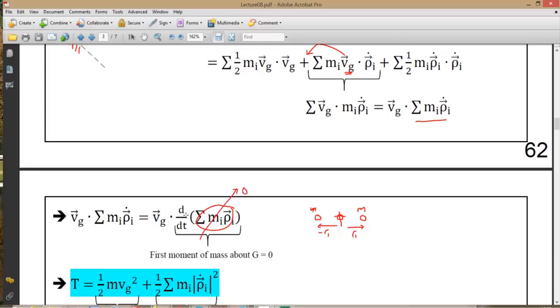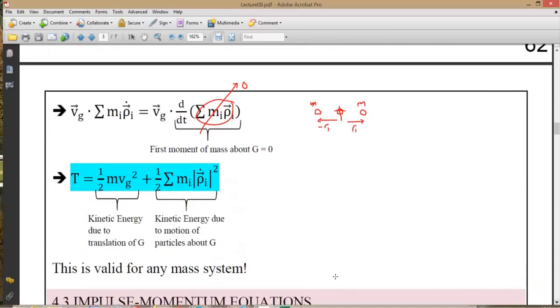So that part cancels out, this part totally cancels out. So we are left with the kinetic energy defined with respect to the mass center for each particle, and then the kinetic energy defined with respect to the relative motion of this mass i with respect to the mass center. So we get a general formula.